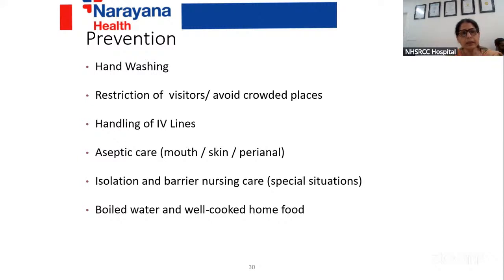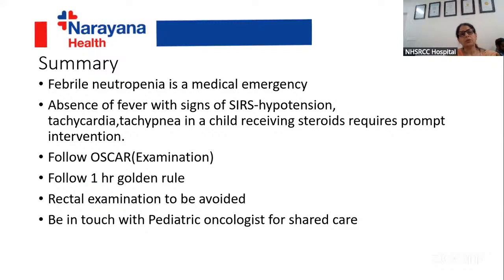And a raw tomato is also not allowed. So this has to be told to them specifically while they are on chemotherapy. To summarize, febrile neutropenia is a medical emergency. Absence of fever with signs of SIRS like hypertension, tachycardia, tachypnea in a child receiving steroids requires prompt intervention.